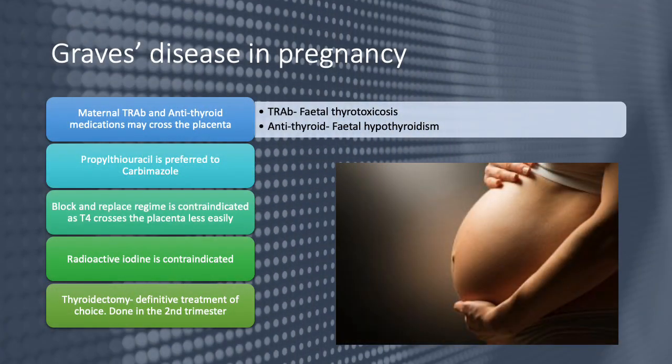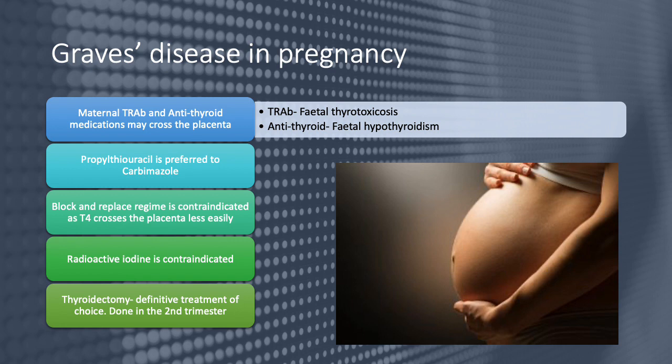Graves' disease in pregnancy. The maternal TSH receptor antibodies in Graves' disease in pregnancy can cross the placenta, and this can stimulate the fetal thyroid and lead to fetal thyrotoxicosis. At the same time, if the pregnant mother is on antithyroid medication such as carbimazole, this can cross the placenta and cause fetal hypothyroidism.